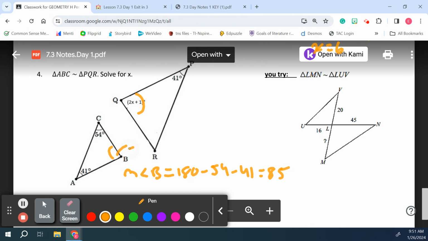So if this is 85, all I need to do here is take 2x plus 1 equals 85. Someone tell me, what does x equal here? Good. 42. Nice job. Any questions on that? All right, try the next one on your own. I'll give you like 2 minutes, and then I'll reveal the answer to you guys. All right?